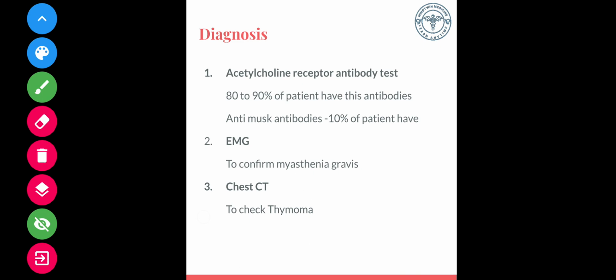It is through the acetylcholine receptor antibody test, where 80 to 90% of the patients will have these antibodies, and around 10% of the patients will have anti-MuSK antibodies when you do the diagnosis. And electromyography can be done to confirm the myasthenia gravis. And a chest CT can be taken just to see the thymoma, that's a tumor, or if the thymus gland is enlarged, that can be seen through the CT scan.